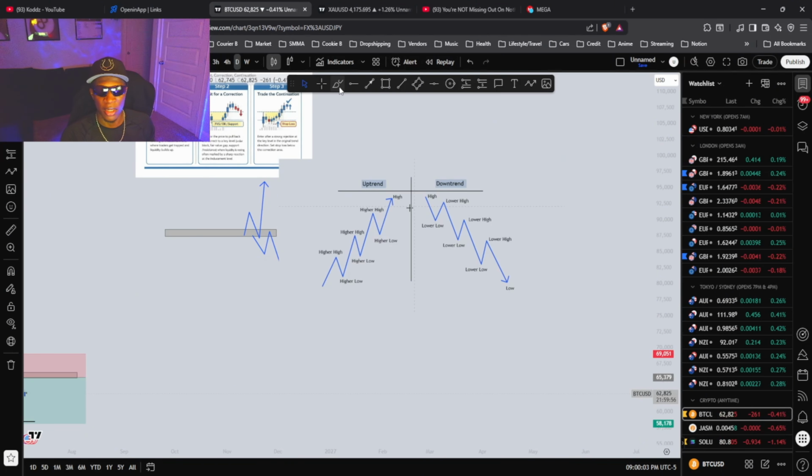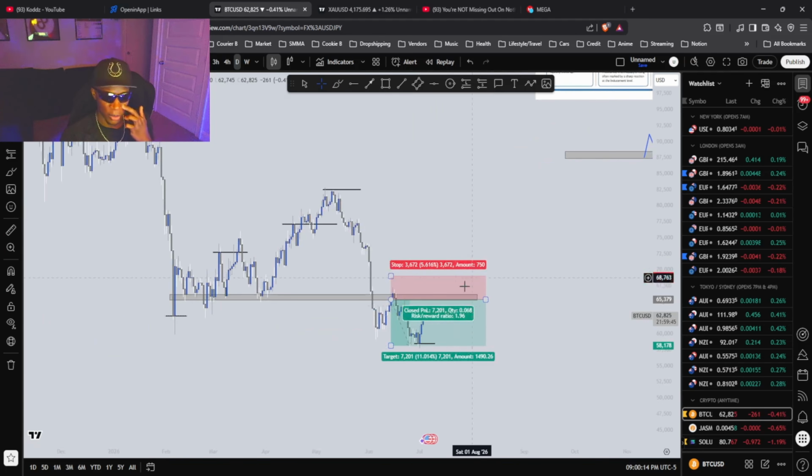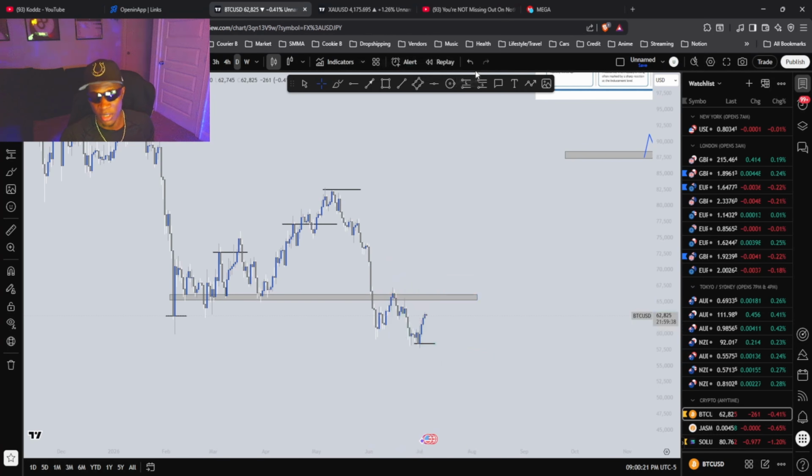So you have a higher high, higher low, higher high, higher low. This is an uptrend. On a downtrend, you have lower lows, lower highs, lower lows, lower highs. Are you following me? So let's go over to the charts so I can show you what I was identifying, what I was looking for in the charts.